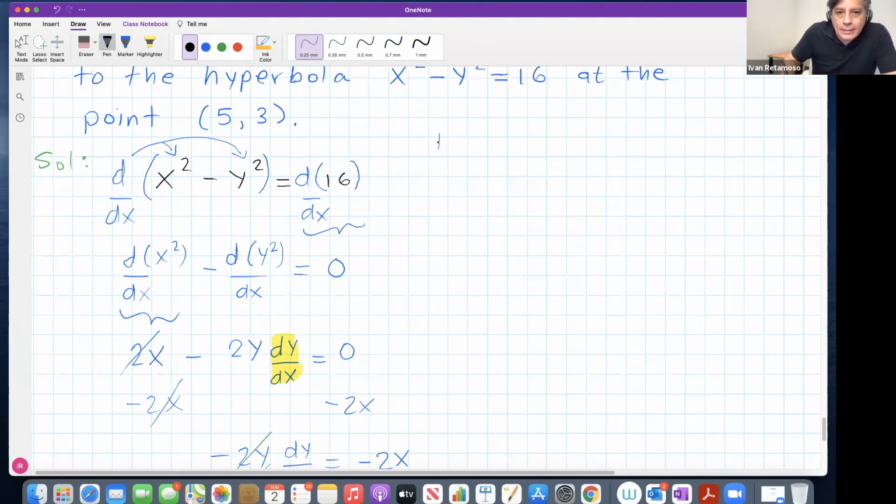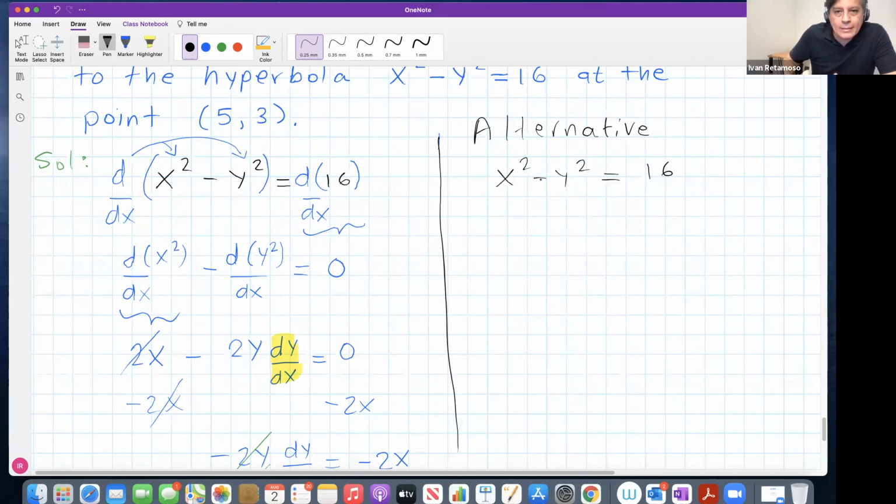So let's write it in my alternative. It's going to be like a shortcut. Here, you start by taking the derivative on both sides. Maybe we should write this still so nobody gets confused. You still take derivatives on both sides. Here, you're going to get twice x. Here, twice y dy/dx. And here, c. Up to here it's the same.